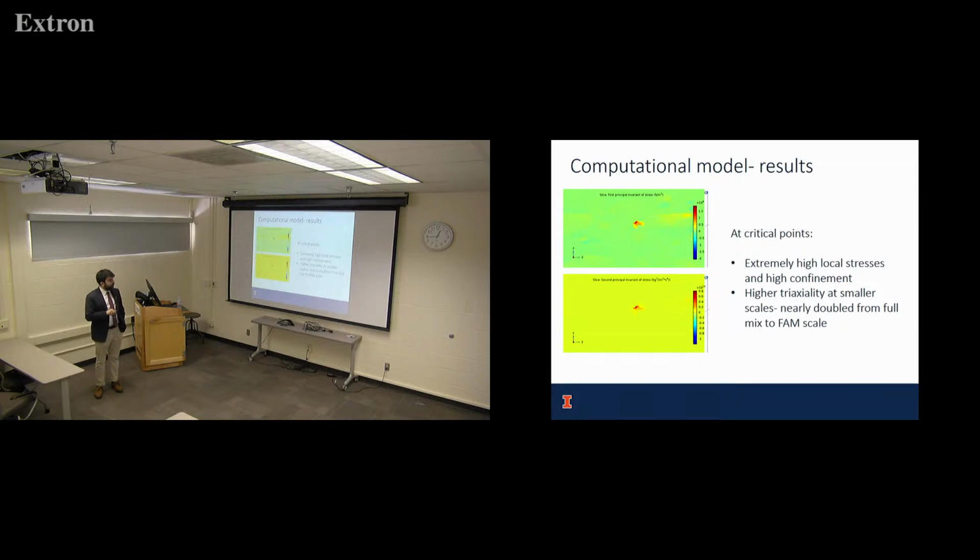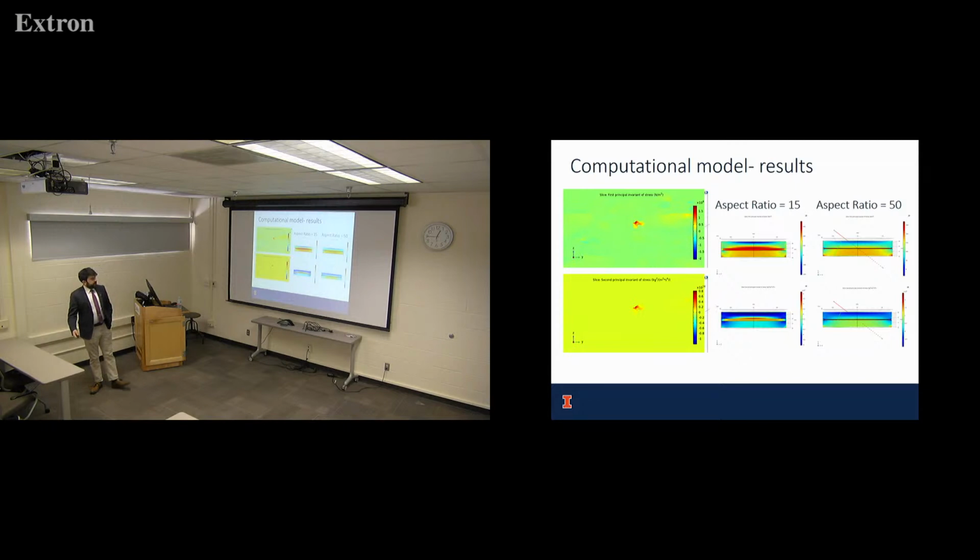And of course, at the smaller scales, as we went down in the scale size, we found even a higher triaxiality. So for the full mix, found something around 1.1. Then for the FAM mix, we started finding 2.2. So we're theorizing that actually as we start to look at what's that stress on the binder, it's actually going to be even more of a triaxial stress state than we previously thought, just based on the mortar and the coarse aggregates.